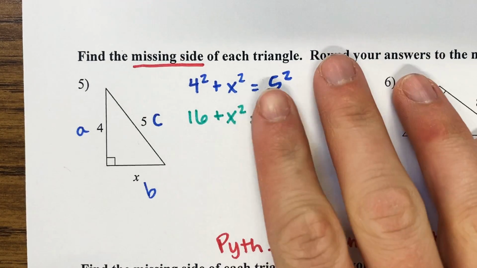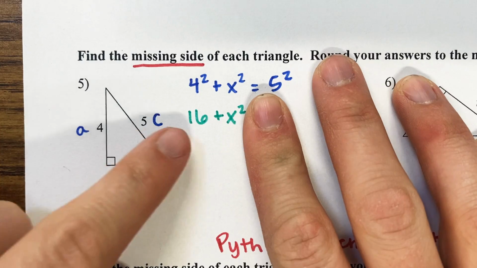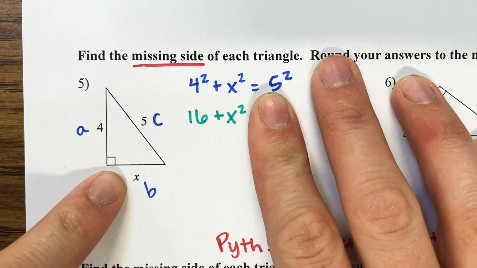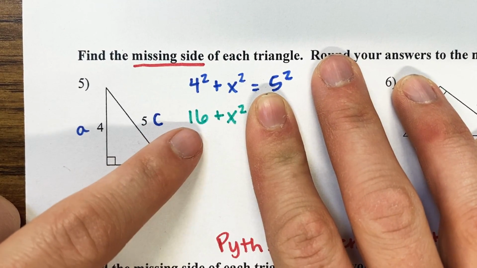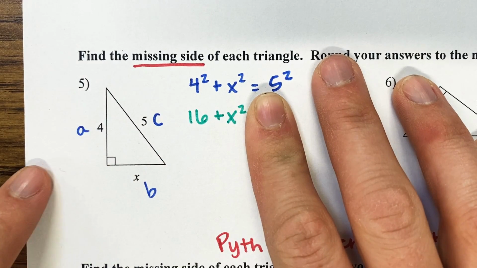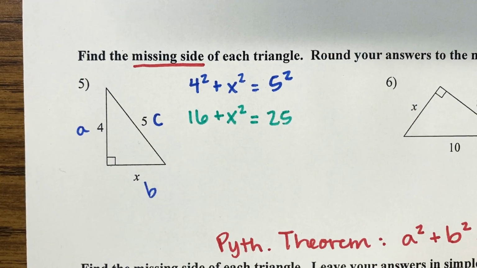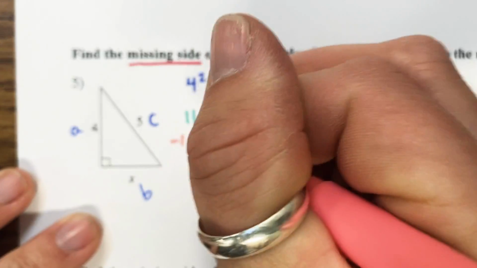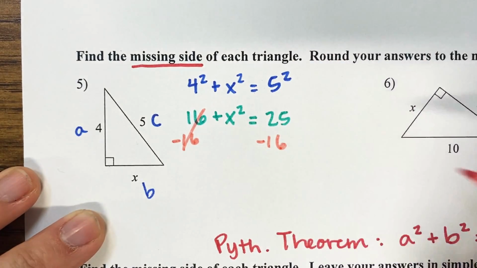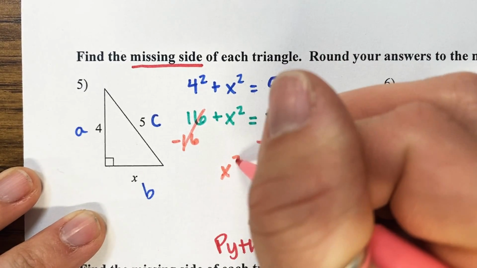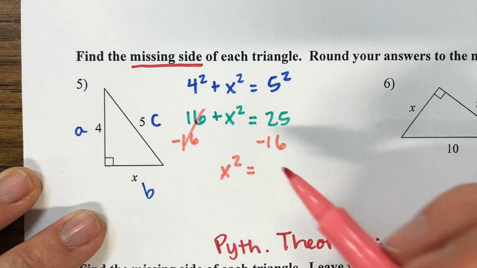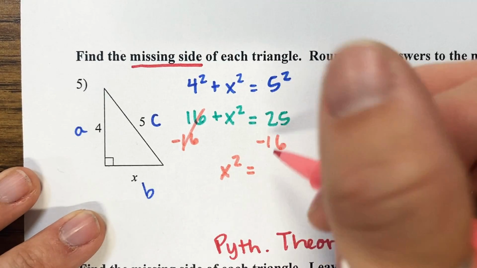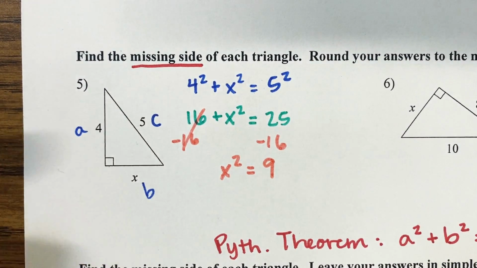Now I'm trying to get x by itself. So I have a 16 and a squared I need to get rid of. First thing I've got to get rid of is this positive 16. So what is the opposite of positive 16? We're going to subtract 16 from both sides. So x squared is still left over here, equals 25 minus 16, which is going to give me 9.